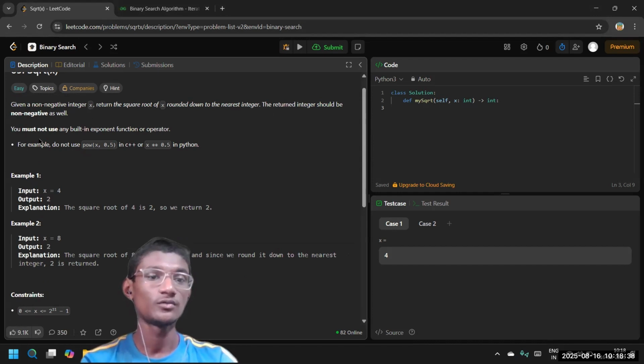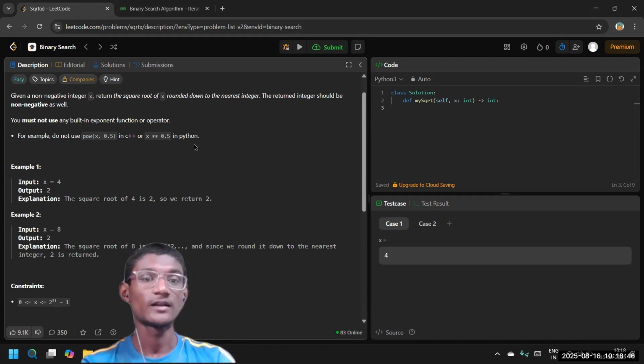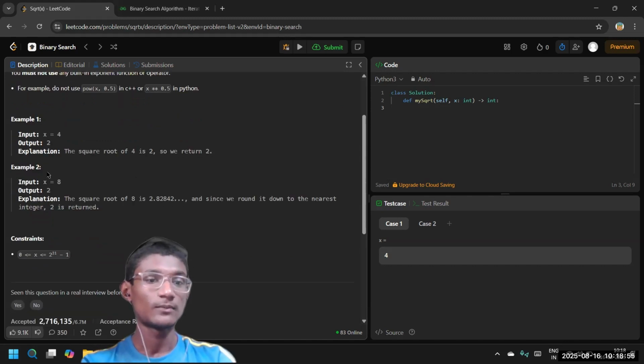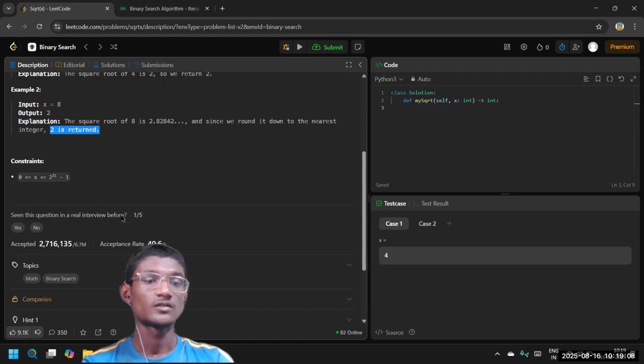They have mentioned clearly that we must not use any built-in functions, that is, exponent functions or operators, like math dot sqrt. If we see example 1, input is 4 and output is 2. Why? Because the square root of 4 is 2, right? Example 2, input is 8, output is 2. Why? Since 8 is not a perfect square, we may get some decimal values, but we should return only what? Only the integer value. So this is the problem, guys.